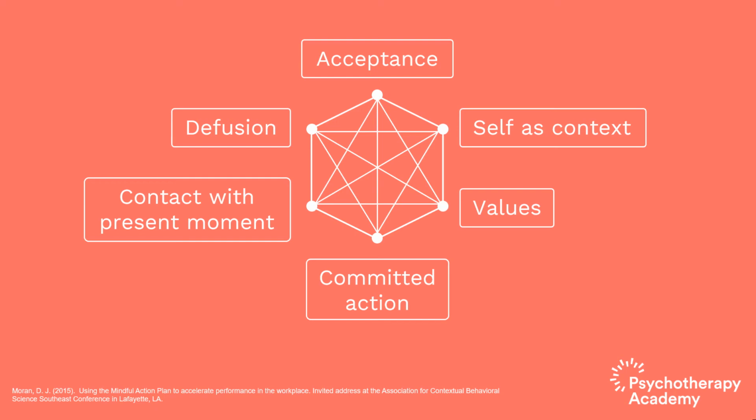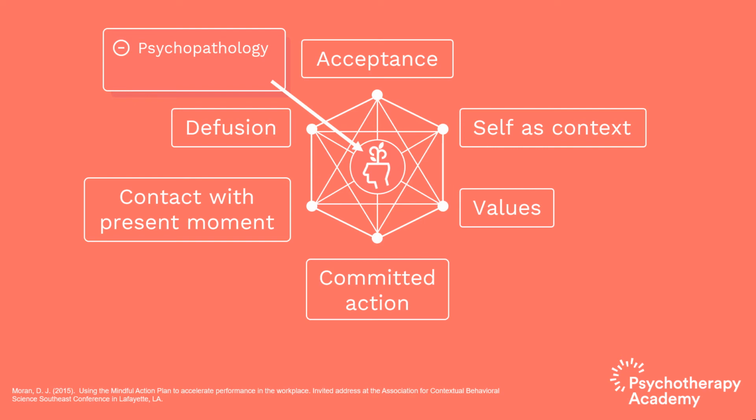ACT utilizes these 6 components to blend together and increase psychological flexibility for the client. And if you recall from a previous video, the more psychologically flexible you are, the lower your scores are on measures of psychopathology and the higher your scores are on quality of life inventories. We'll walk through each one of these 6 components in the next 2 modules.